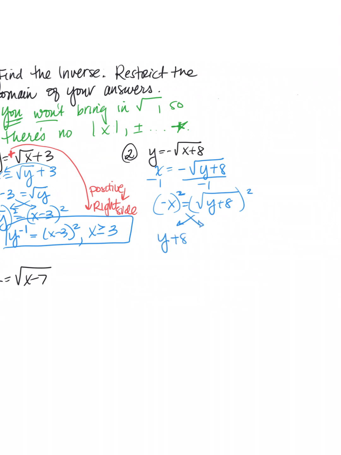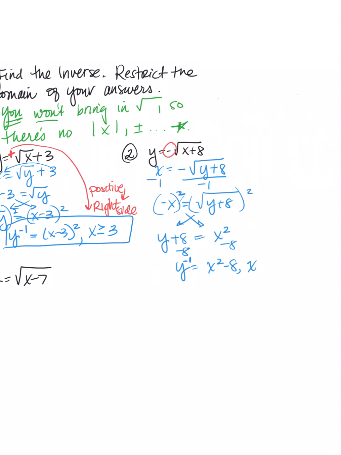So y plus 8, I don't have to worry about the absolute value because it was already in the question. Negative x squared will equal positive x squared. Now I keep solving. So y equals x squared minus 8. Now this is the inverse, so put y^-1. And let's put in our restriction. Now let's decide what's happening here. Am I going left or right? Well, how do I know?